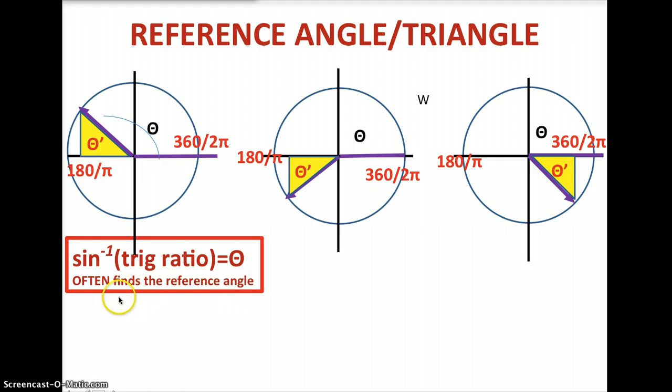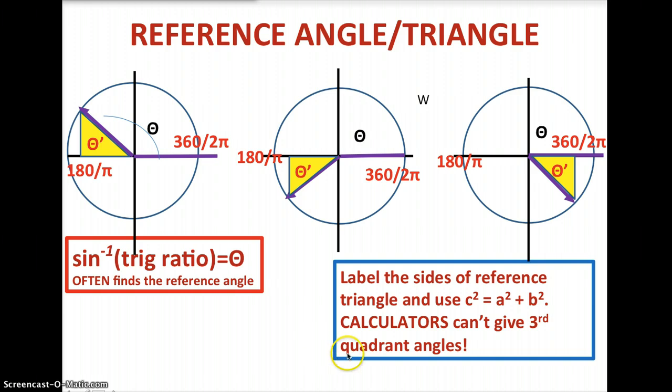So we need to know this because with sine inverse, we're going to have the sine inverse of the trig ratio equals the angle. We're going to be looking these up on the calculator and having to correct them somewhat from the calculator. Often this will give you the reference angle if it's in the right quadrant. And then once you get the reference angle, you turn it into the reference triangle, and you have sides A, B, and C. Of course, by the Pythagorean theorem, the C is the hypotenuse. It's always positive, even though the sides of the triangle may be negative.